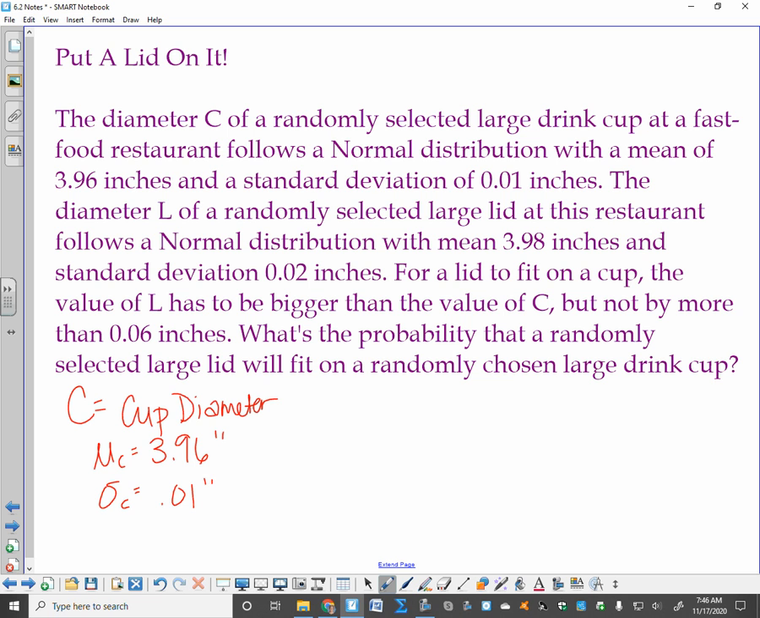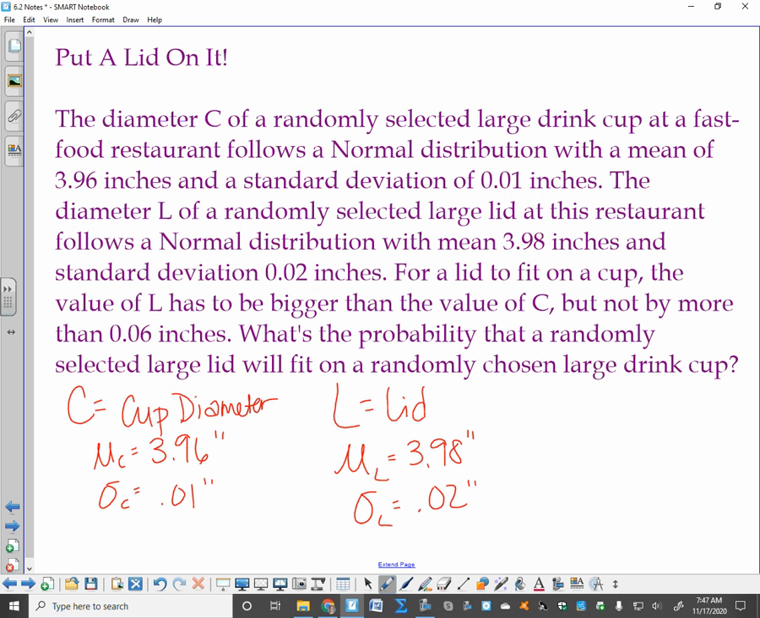The diameter L of a randomly selected lid follows a normal distribution with a mean of 3.98 inches and a standard deviation of 0.02 inches. Okay, so it makes sense that the lid is a little bit bigger than the cup diameter, but you don't want it to be too much bigger. There is some variation going on here in the cup and the lid.